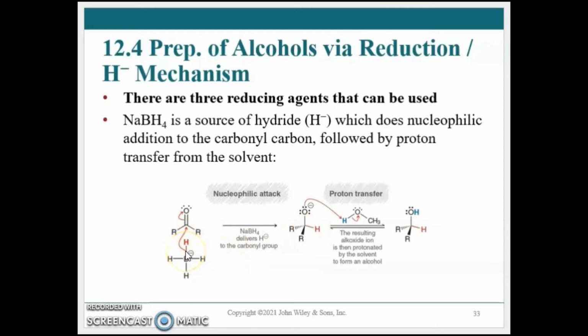The nucleophilic attack, the movement of the electron pair onto the oxygen, allows for the abstraction of hydrogen from the solvent, in this case methanol, and that alkoxide ion is protonated to produce the alcohol.